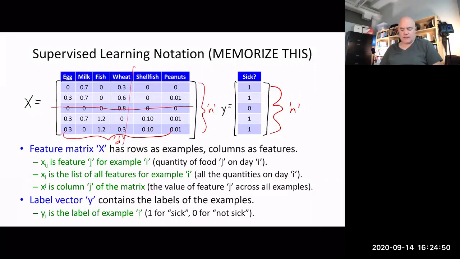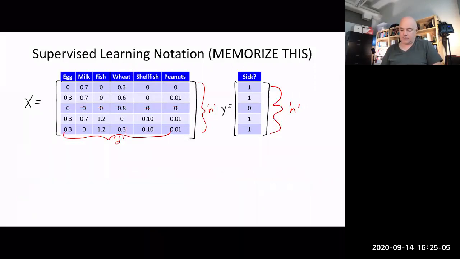And the label vector contains the labels of all the examples. So Yi is the label of example i: 1 for 6, 0 for not 6. Sometimes we'll do +1, -1. Sometimes we'll do 1 and 0. Sometimes we'll do more values. We'll do multi-class regression later on. Okay, so don't ask about multi-class regression now.